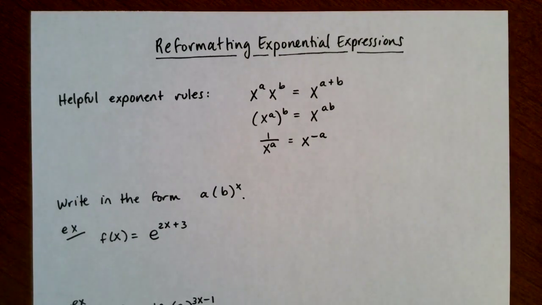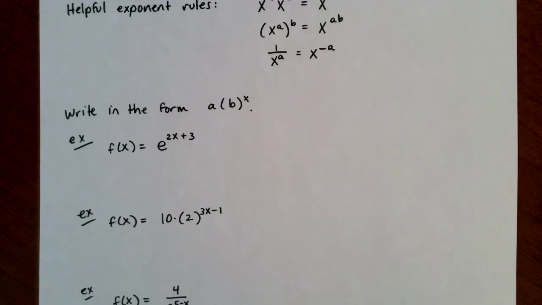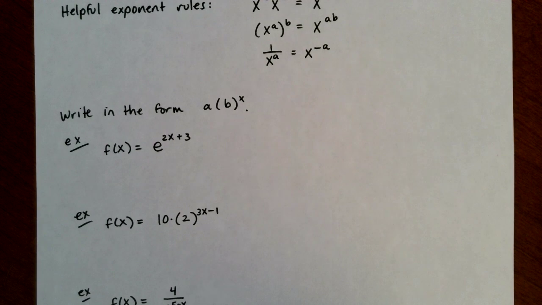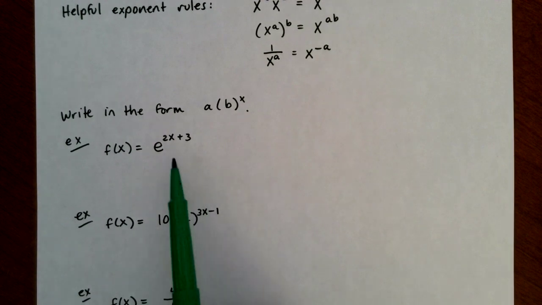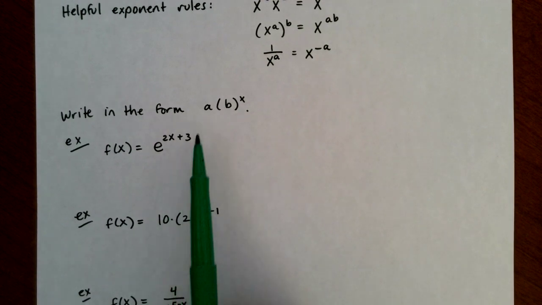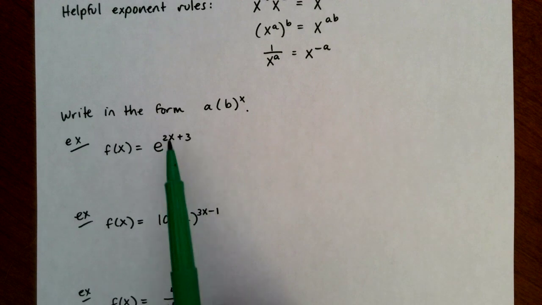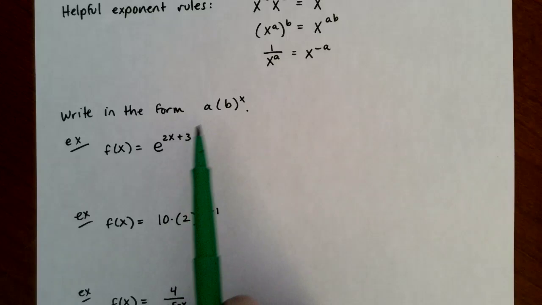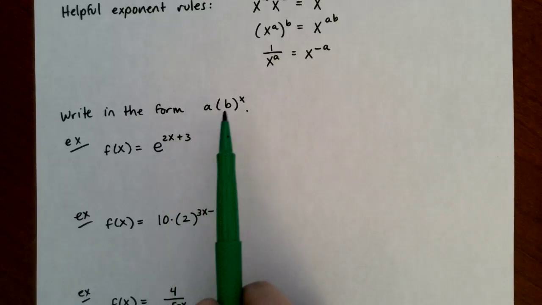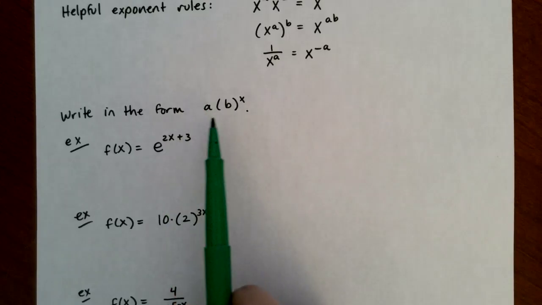I have 4 total for this video. The first one is e to the 2x plus 3. So what I want to do is split up these exponents as much as I can, this 2x plus 3, so that I eventually have e to the x kind of separated out, or something to the x separated out. And then the a part of my answer is just everything that doesn't have an x in it.